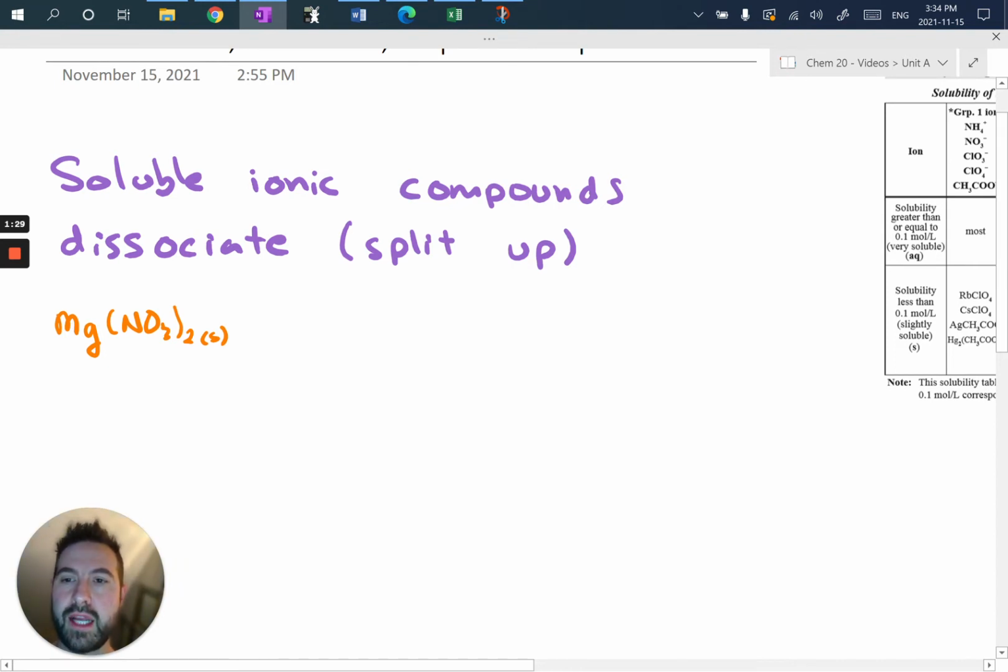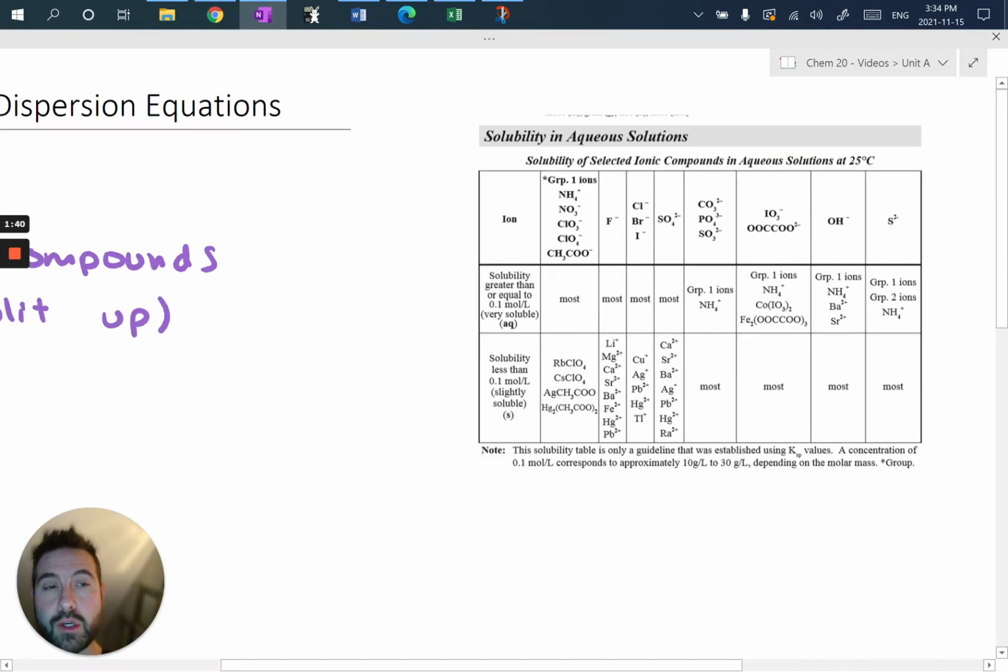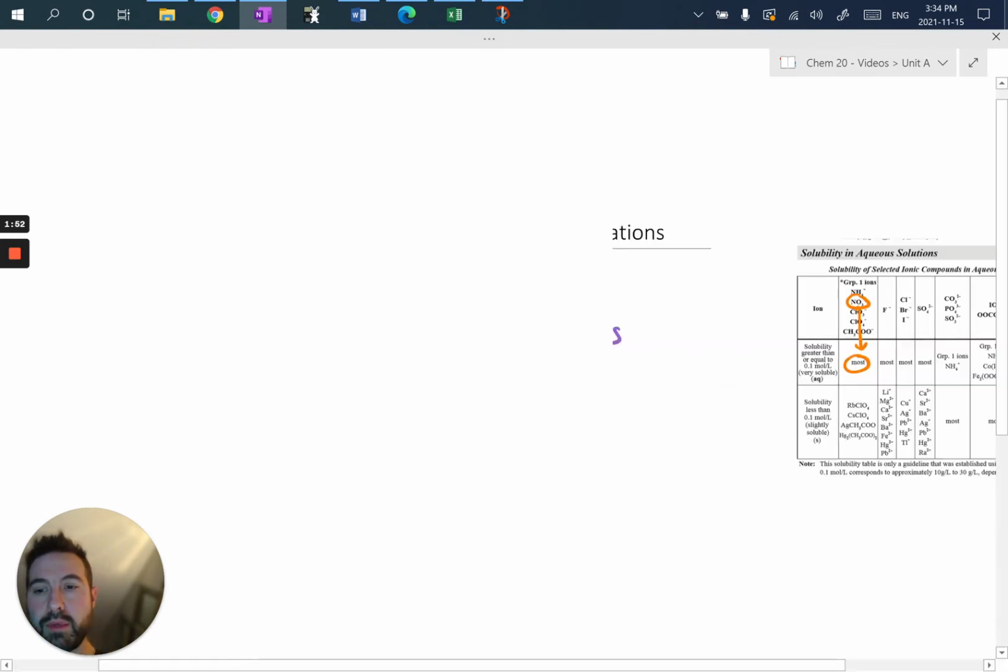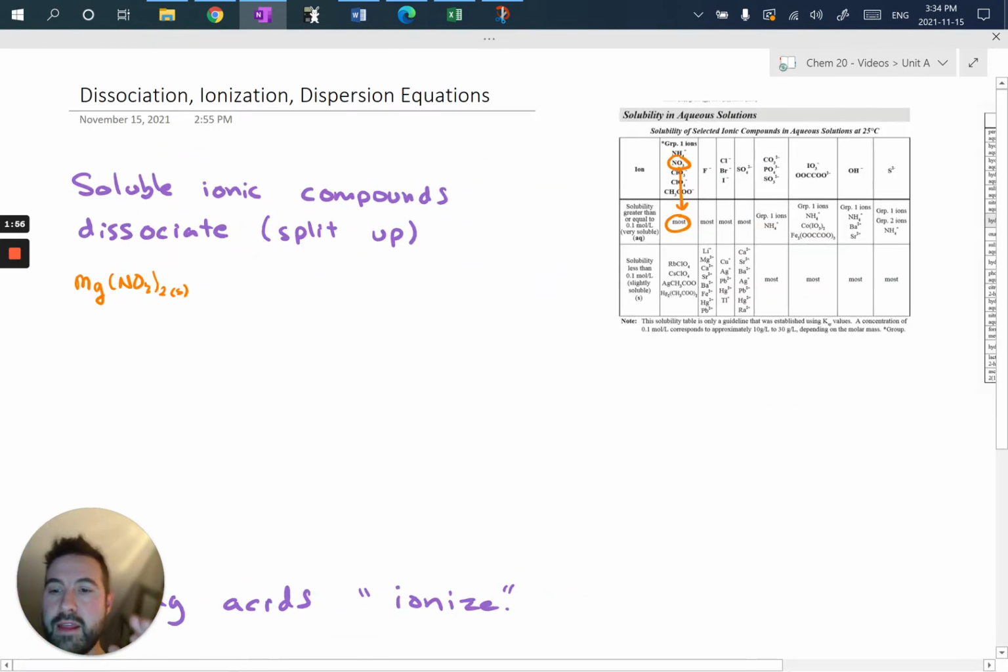So what happens when magnesium nitrate gets put into water? First, I need to determine, is this a soluble ionic compound or a low solubility ionic compound? So I'm going to go over to my solubility table and look for the anion, the negative ion. I'm going to find out that most nitrates are high solubility in water. So I'm going to go back over here and decide that this is going to dissociate because it's high solubility. On this side of my equation, I'm going to start with magnesium nitrate.